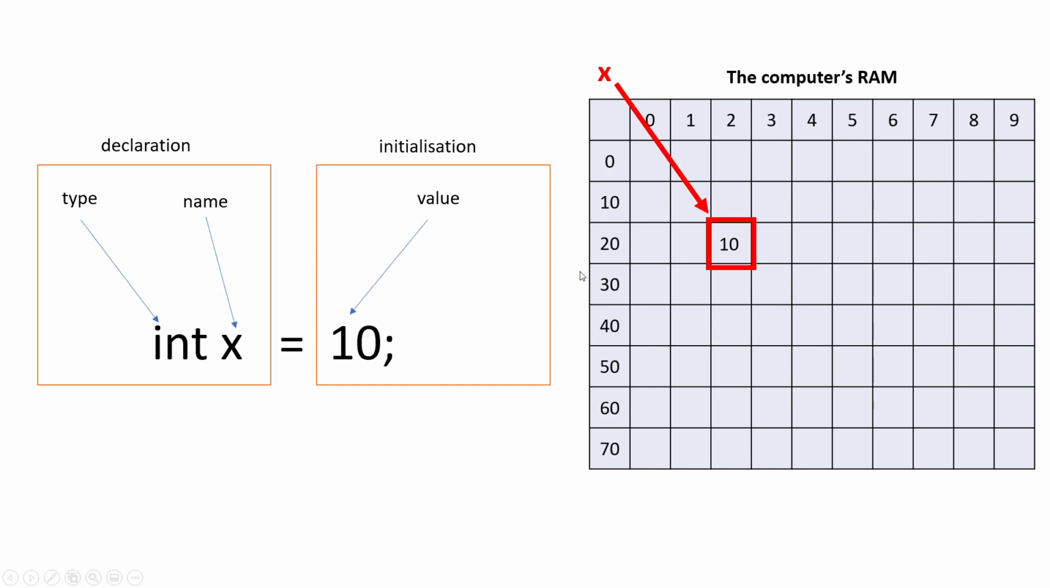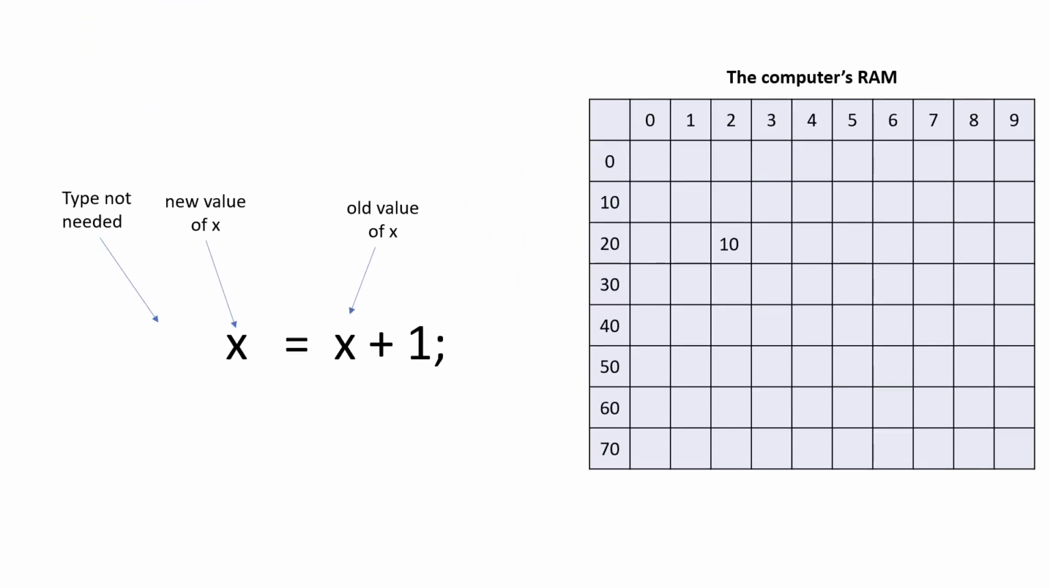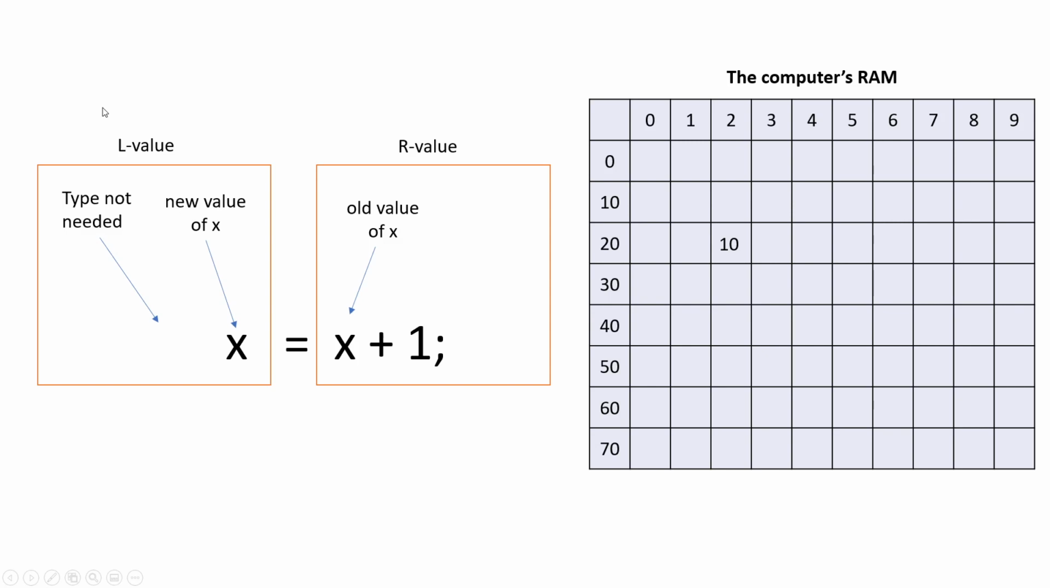Okay, so now once we've set the value of x to 10, we're probably going to use it in more calculations. So let's have a look at how I could change the value. Now, changing the value is what's called assignment. We are changing what's stored in that memory location. And an assignment contains two parts. There's the L value, which is the left-hand side value, on the left-hand side of the equals, and there's the R value on the right-hand side of the equals sign.